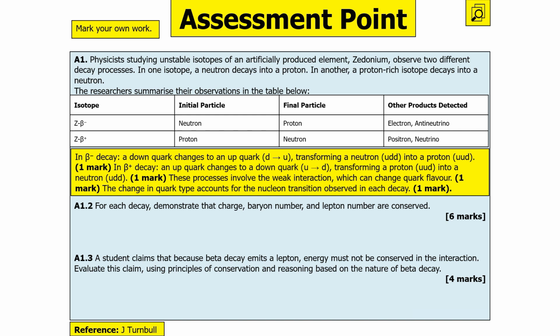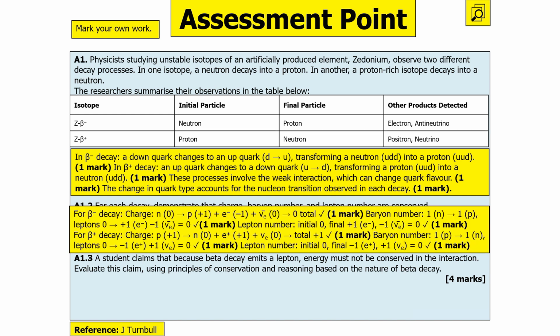Now in the next one, for the beta minus decay, the charge is 0 before and then afterwards is +1, -1 and 0, so 0 afterwards. The baryon number before is 1, then afterwards it's 1, so therefore that is conserved. And then the lepton number is 0 before and then it goes to +1 after, -1 after, which is 0, so it's conserved.